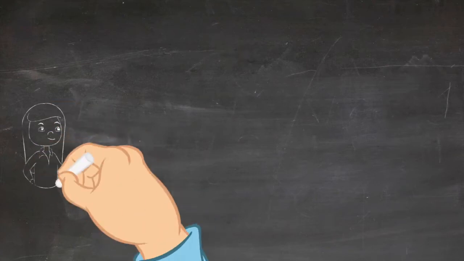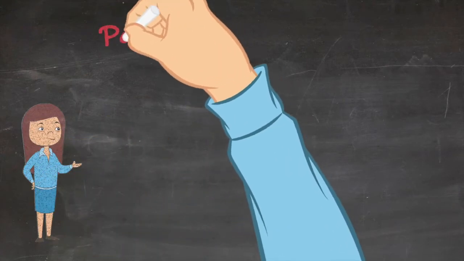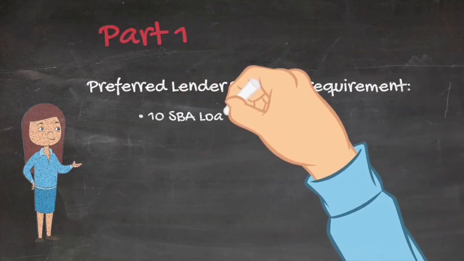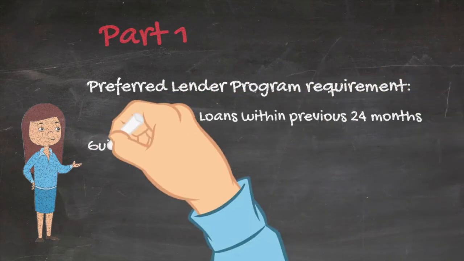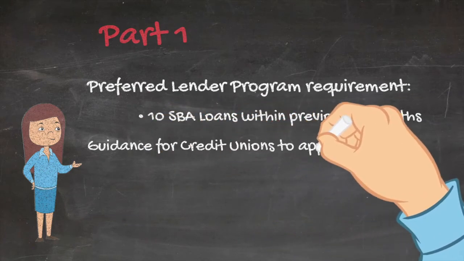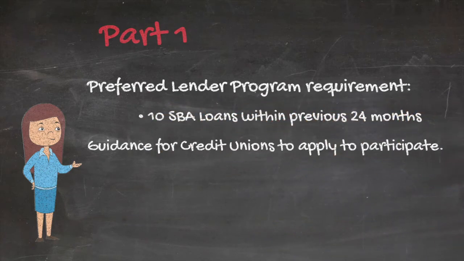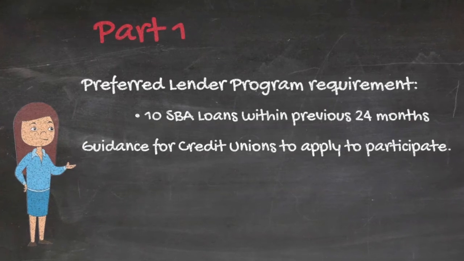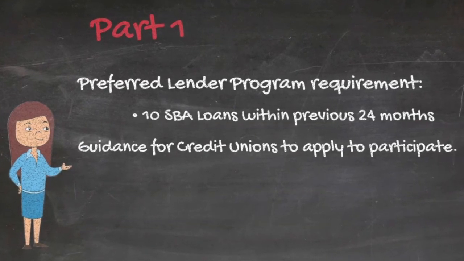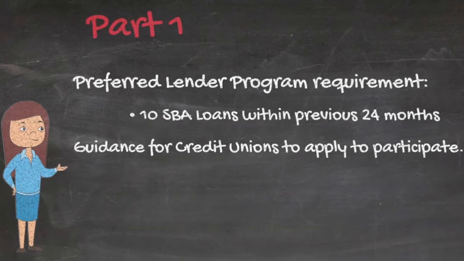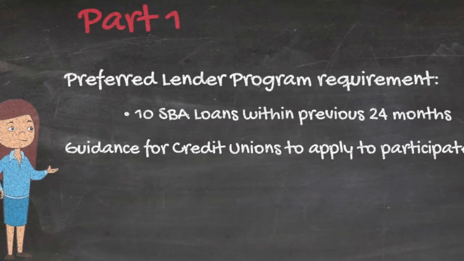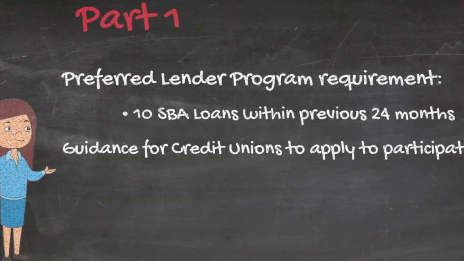In Part 1, for those of you participating in the 7A and 504 loan programs, it states that in order for a lender to participate in the Preferred Lender Program, the PLP, the SBA's loyalty program, the lender must demonstrate that it has processed and disbursed at least 10 SBA loans within the last 24 months. What you have in the pipeline does not count. There's also contents of the application for credit unions to apply to participate as a 7A lender in this section as well.